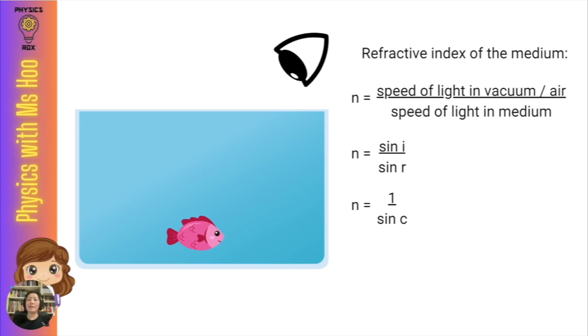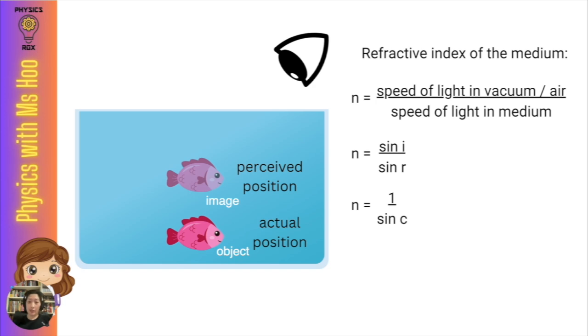Refraction. So in this situation, say we are looking at a fish that's underwater. Now, the fish will be the object, and where we perceive it to be, the fish that we're seeing, that would be the image. So the actual position is where the actual fish is, or the object, and the perceived position is where the image is observed. That means where it's perceived to be. The refractive index can also be calculated based on the locations of the actual position compared to the perceived position. The terms for these are real depth and apparent depth.